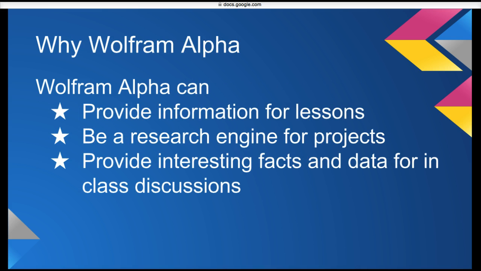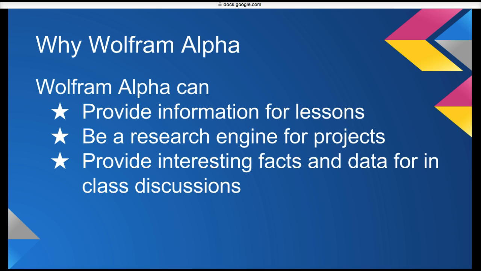Wolfram Alpha can provide background information for lessons, so it can help me. It can help students by being a research engine for their projects and classwork. And then it can also provide interesting facts and data for class discussion.